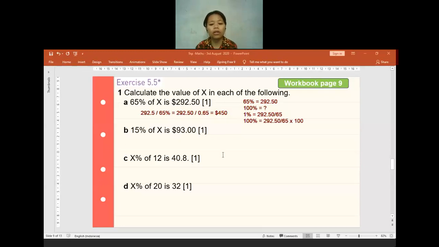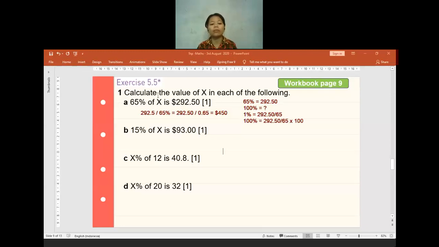Is it clear enough or is it still confusing for you? Okay, if it is clear enough, I will continue to question B. Question B is also the same thing. 15% of X is $93. What is X? There are two ways. You can use the ratio steps, or you can directly divide the dollar amount by the percentage given, or find the 1% first and then the 100%. Either one is okay. You can pick whichever is more comfortable for you.